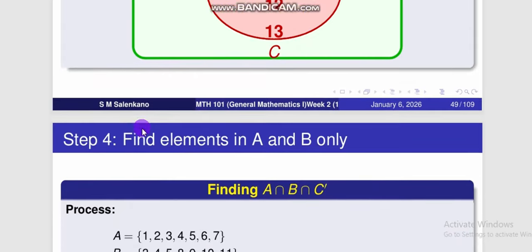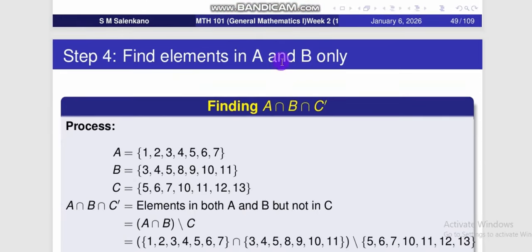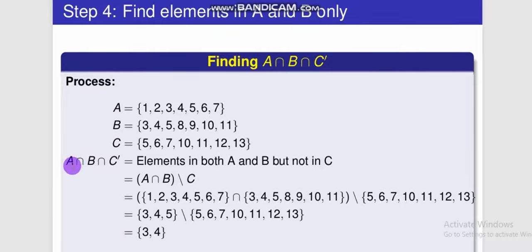Now the next thing is we want to find elements that are in A and B only. They are in A and B but not in C, right? So here are our three sets. So to do that, this means we are going to find A intersection B, okay, and then we subtract set C from that, because of the complement that we have here, elements in both A and B but not in C.